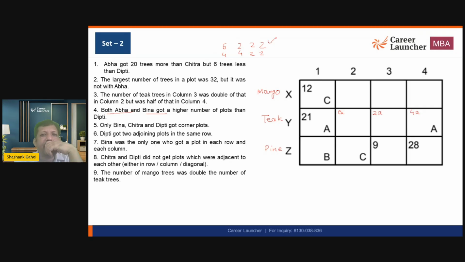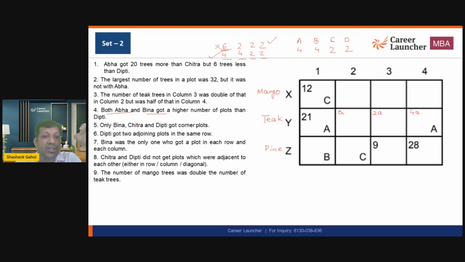Now in this arrangement, only one person is getting higher than the remaining 3. In the second case, 2 people are getting higher than the remaining 2. So it means only the second arrangement is possible, that Abha and Beena got 4, Chitra and Deepti got 2 plots. So this is what is sorted. So I can now say that this arrangement is wrong and this arrangement is right. These are the number of plots.